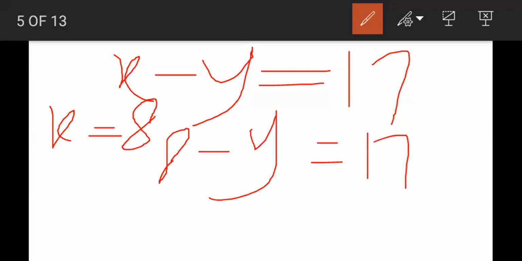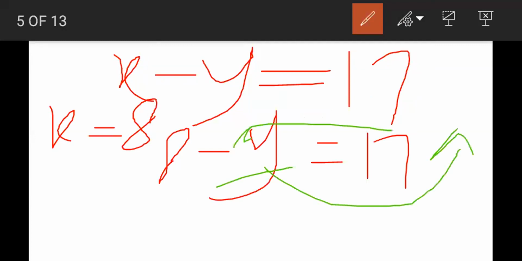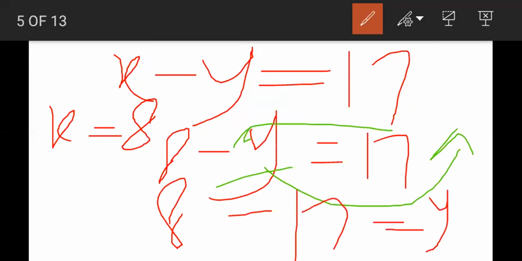Then when you look for y here, this y can come here, then our 17 comes here. We will now have 8 minus 17 equals y. Is that not 8 minus 17 equals y? Then what is 8 minus 17? That is 9, right? That is minus 17 gives us minus 9. It means our answer is minus 9 equals y.